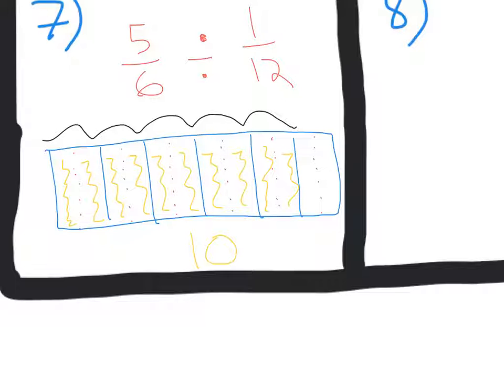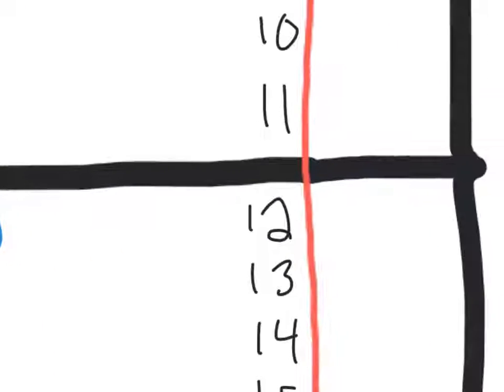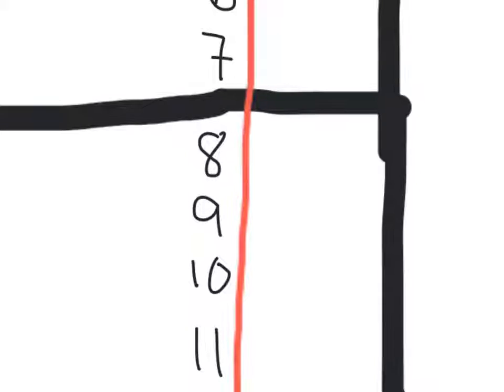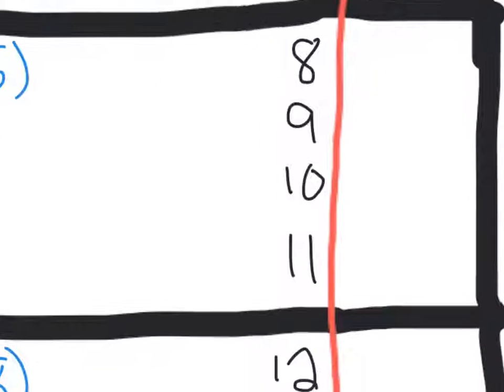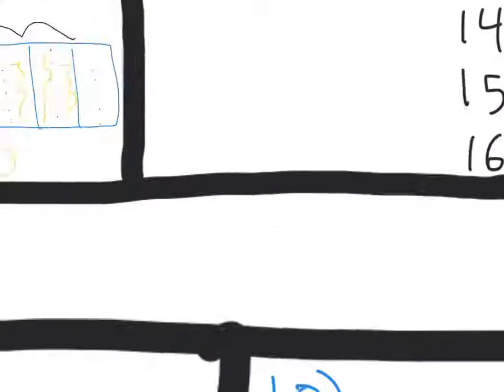All right, one more problem. But first, before I do that, I have to put my answer in my answer column. So 10 is going to go for number 7. Okay. And then we're going to check out number 9.